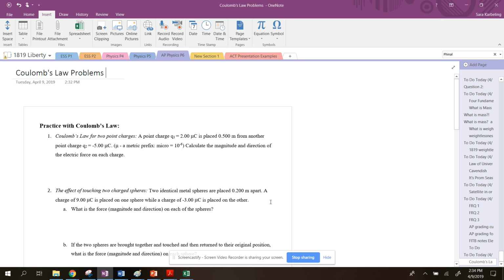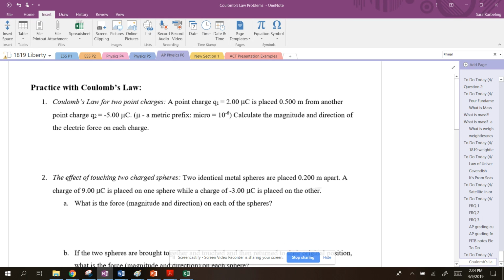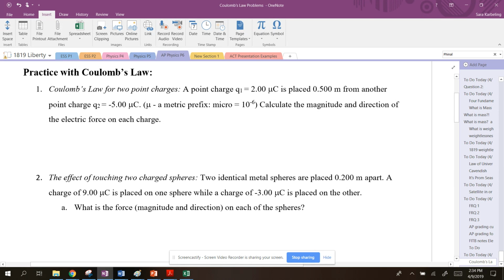at these problems. I don't want to spend all day doing this, but if we need to spend a little time, I'm totally fine with that. I want to make sure that this makes sense to you. And I will tell you that the applied problem is also Coulomb's law related, so it's going to be more practice of similar stuff. All right, here we go.